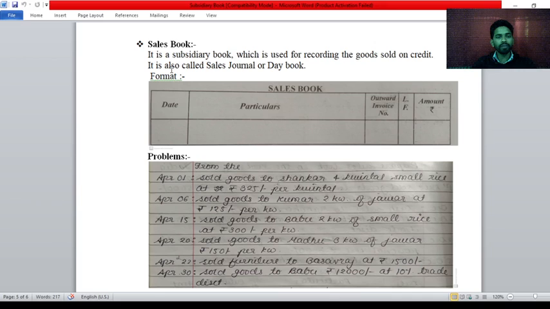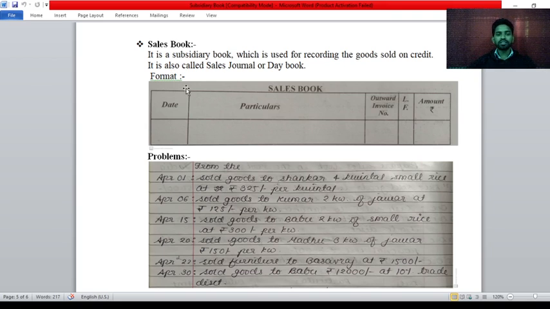Now see, which transactions are recorded in the sales book? Only goods sold on credit basis. Only these transactions are maintained in the sales book, except cash transactions, and except furniture sold, also except any asset sold. These transactions are not recorded in the sales book.